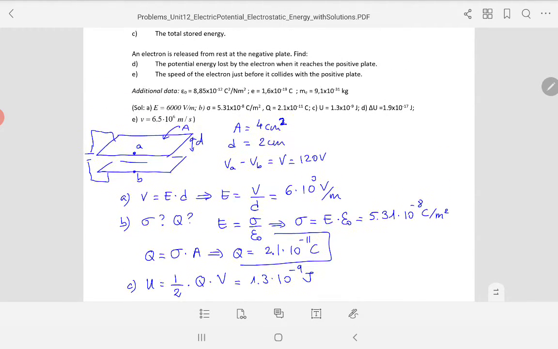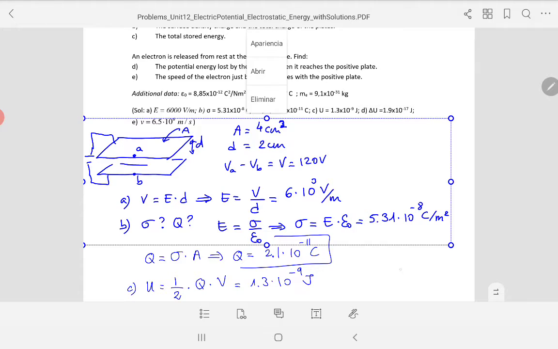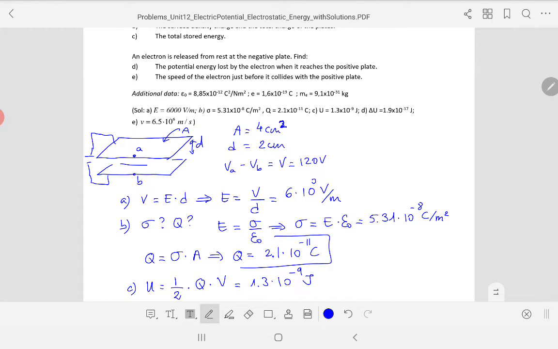Okay, so in sections D and E, they're talking about an electron that is released from rest at the negative plate. So it's released from point B, and it goes to point A. And they're asking in D what is the potential energy lost by the electron when it reaches the positive plate. This is point A, because this is the positive plate, this is the negative one, and in section E, the speed of the electron just before it collides with the positive plate.